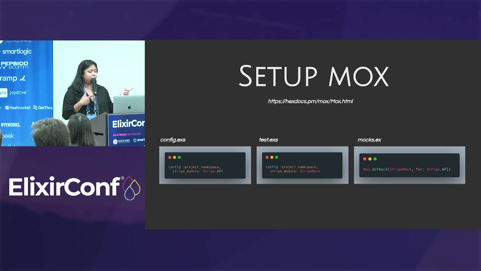A common way to set it up is with your configs and your test exs files. Here I've outlined that in my project namespace, there's a Stripe module. In production, it's the Stripe API. And in the test one, it's the Stripe mock. That way, it can point at the correct place. And the mocks.ex file that you set up defines a defmock from the Mox library that has the Stripe mock for the Stripe API.